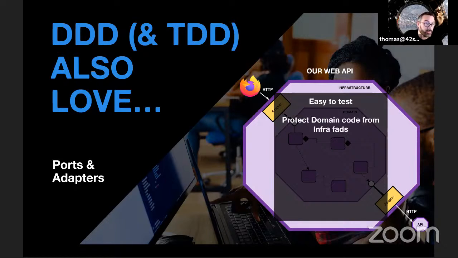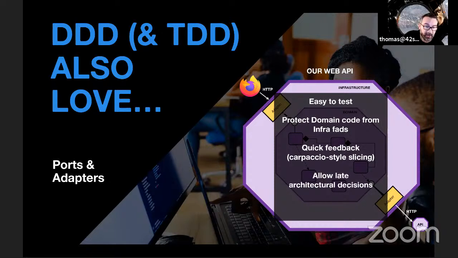It also allows us to protect domain code from infrastructure fads. It helps us to have some kind of quick feedback, Carpaccio style slicing, meaning that you can deliver something really fast, even without any infrastructure, any data store, any database. You can just show some code, show some application to your external users to have feedback. It allows late architectural decisions, because we can wait until we understand the domain before picking which kind of data store or database we will need. So it's very interesting.